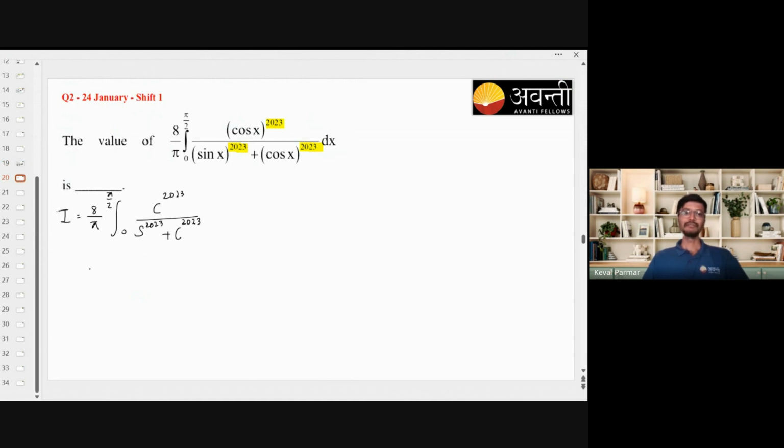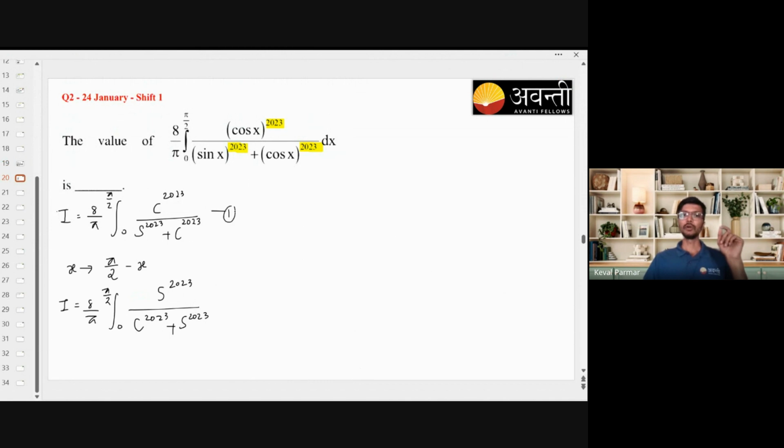Now, if we use King, that means I can replace x by pi by 2 minus x. So all of the angles will become pi by 2 minus x. So here we'll get cos pi by 2 minus x, integrating 0 to pi by 2. Here we'll get cos pi by 2 minus x in the numerator, so it will become sine pi by 2 minus x. In the denominator, sine pi by 2 minus x, so cos 2023 plus sine 2023.